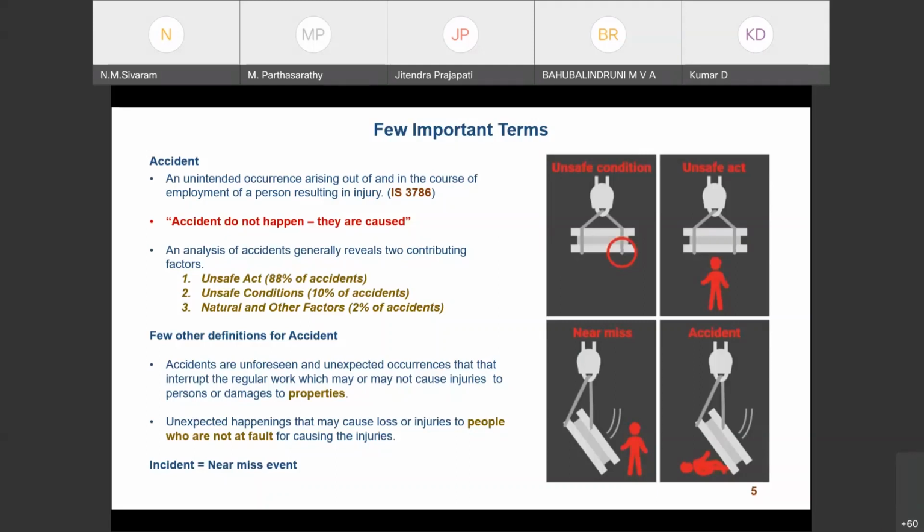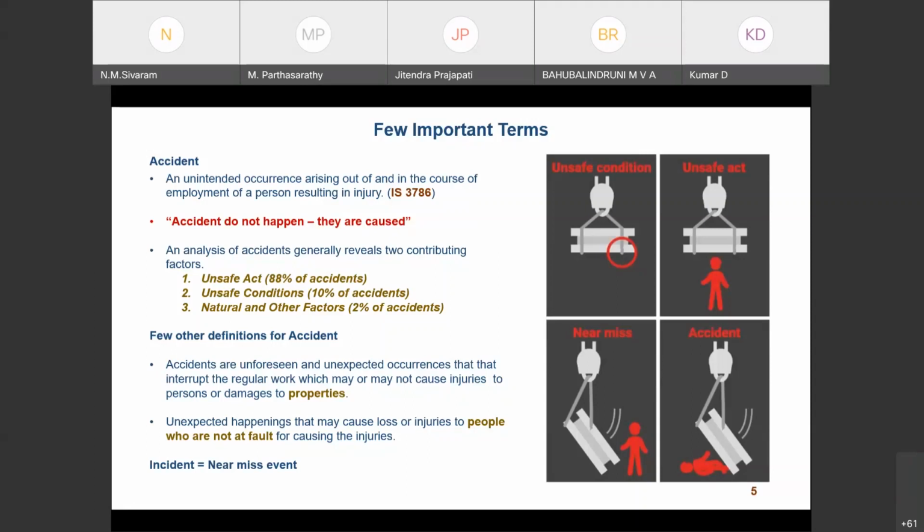And unsafe condition, it is contributing to some 10% of the accidents. So unsafe condition, you can simply put it in a way that there is a slippery road, and this slippery road can skid your vehicle, or after rain, there is a wet condition in your building premises, which also can lead to some electrical shock or something like that. So this 10% of the accidents are due to unsafe conditions.